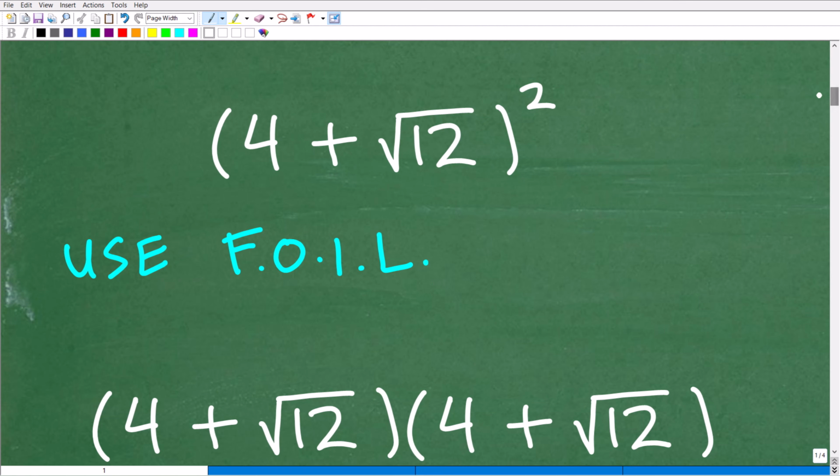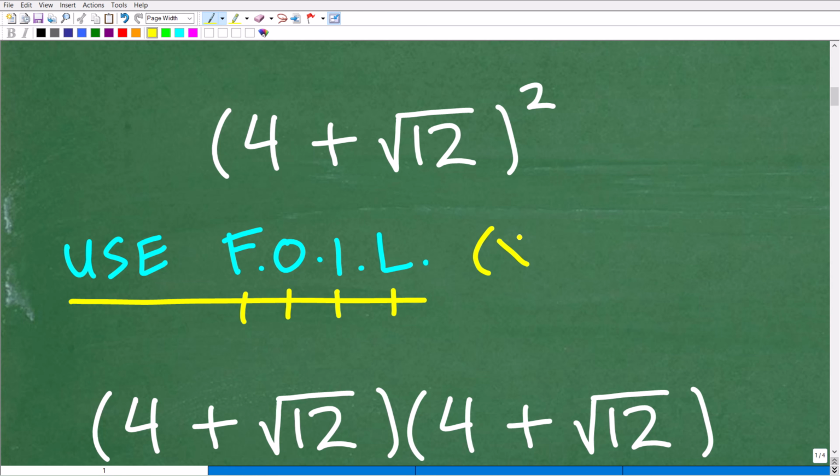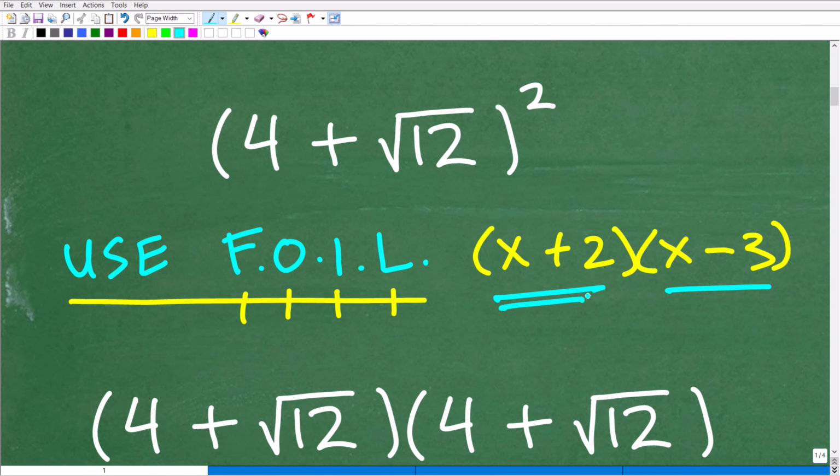So the first thing we want to do is think of this in terms of the FOIL method. You don't have to use the FOIL method. FOIL stands for first, outer, inner, last. It's a technique that you learn in basic algebra when you're multiplying one binomial times another binomial. A binomial is a two-term polynomial, so it has two things like this, and here is another binomial. So when you have a binomial times another binomial, you can use this specialized little procedure called the FOIL method.